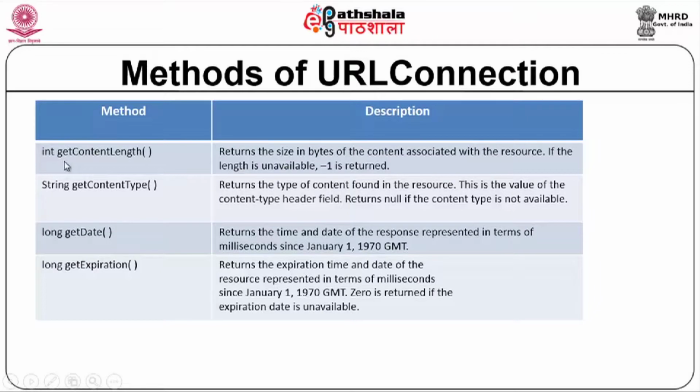We have a method called getContentLength. As I told you, the URLConnection class is to get the properties of the URL, so all the methods are like get information. This getContentLength would return the size in bytes of the content associated with the resource. If nothing is there, then the length would return -1.